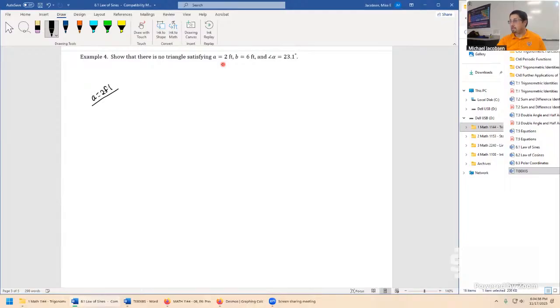Already this might seem kind of weird. We're told there's no such triangle satisfying this, and yet here we go, we're writing down a triangle. That's just so we can organize together all the information and see how law of sines is applied. And then we'll see, even though we drew it on paper, this is not something that would exist on a plane. So there's side length A, side length B is at 6 feet.